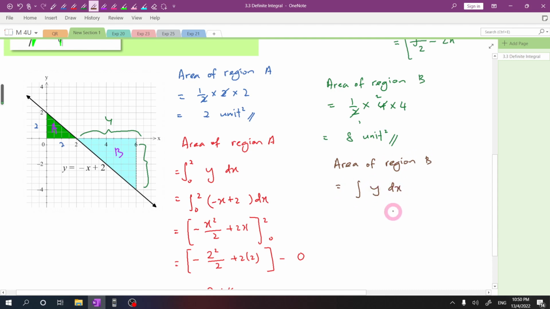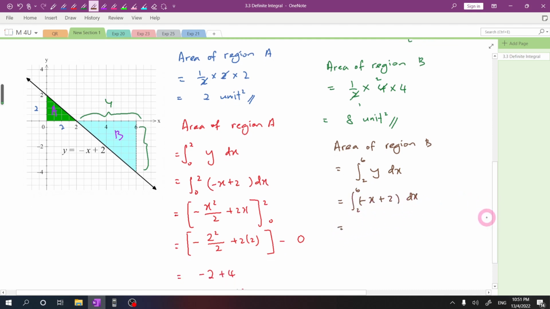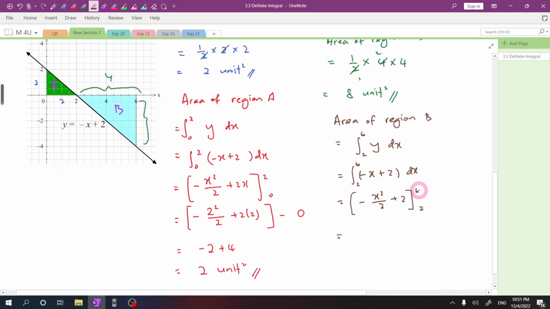Y dx from 2 to 6. Y is equal to negative x plus 2. Okay, now we can start to do the integration. Negative x squared over 2 plus 2. Exactly the same thing here, just change the lower limit and upper limit. 6, 2. Okay. Now, first I'm going to bring in this upper limit first.